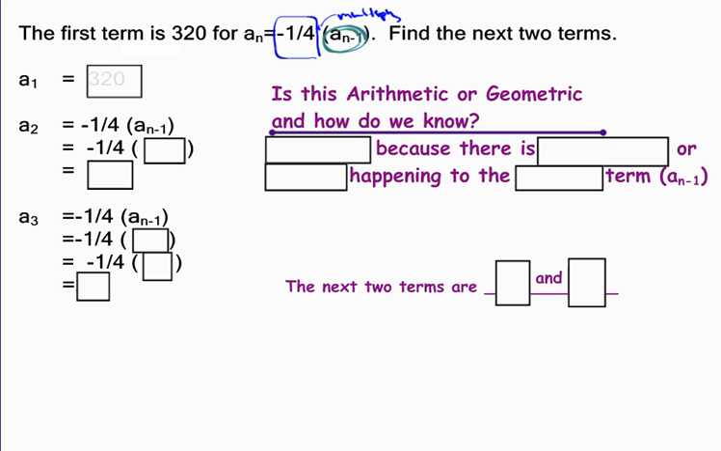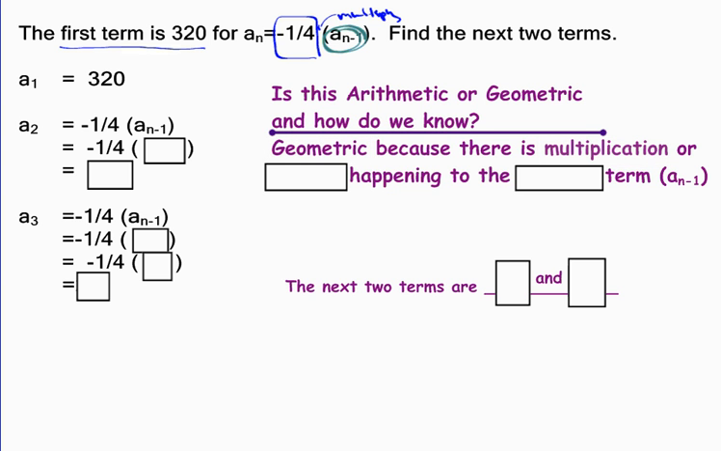And we are going to start with 320. Okay, and it tells me right here, my first term is 320. Now, we know that this is geometric because there is multiplication of -1/4, and that it is happening to the previous term, and that would be a sub n minus 1.